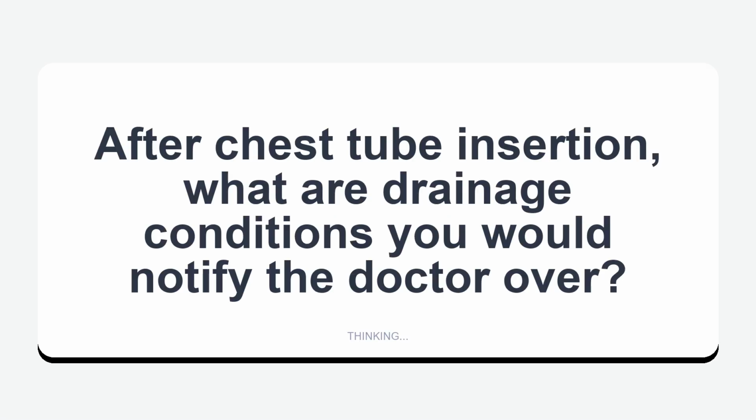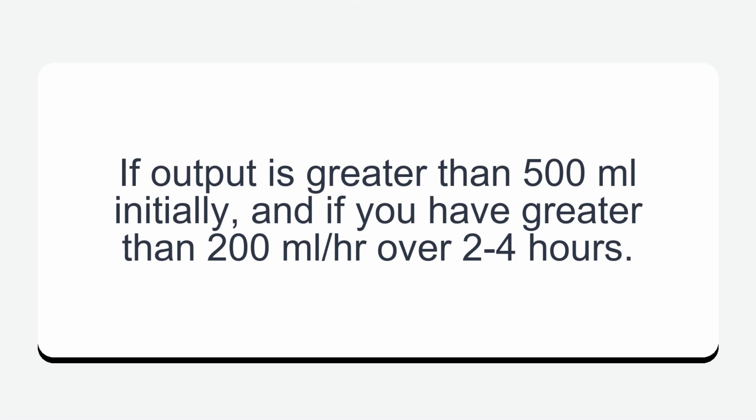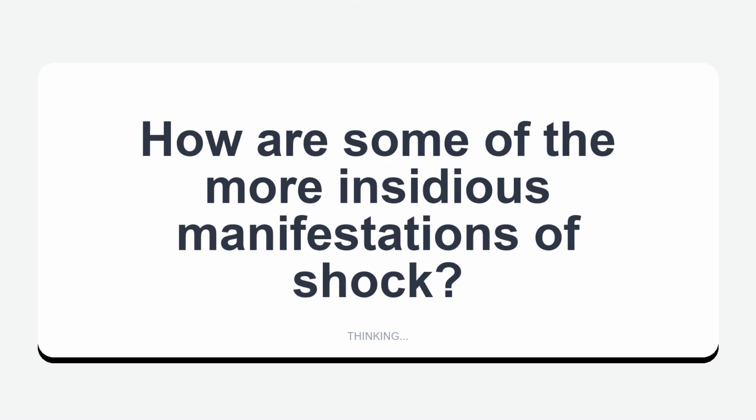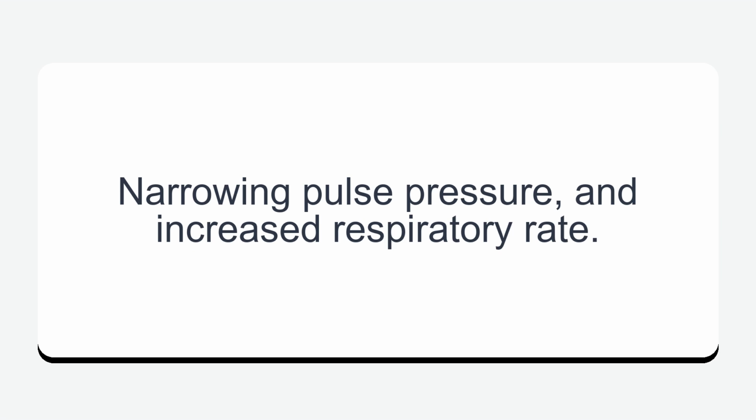After chest tube insertion, what are drainage conditions you would notify the doctor over? If output is greater than 500 milliliters initially, and if you have greater than 200 milliliters per hour over 2 to 4 hours. What are some of the more insidious manifestations of shock? Narrowing pulse pressure and increased respiratory rate.